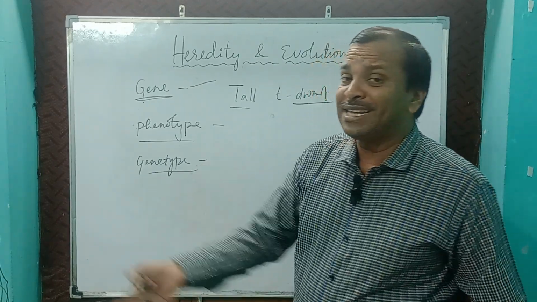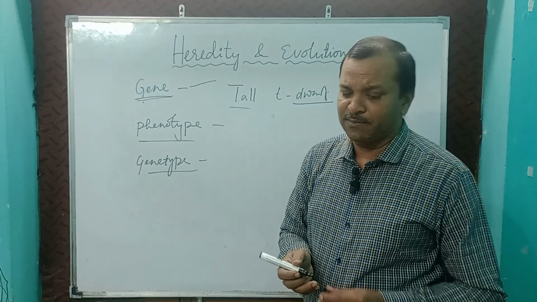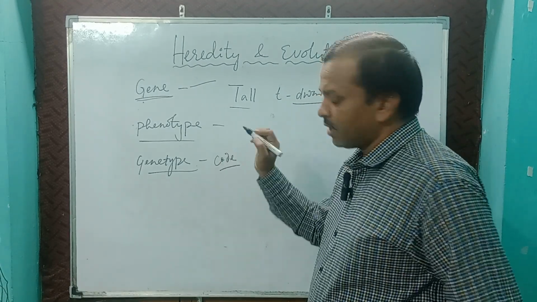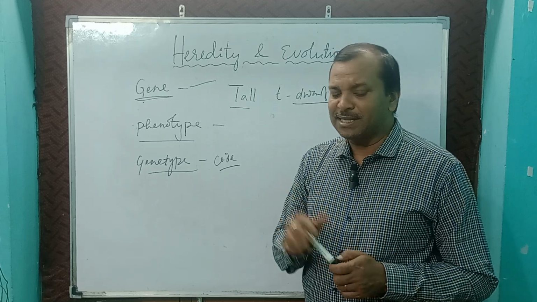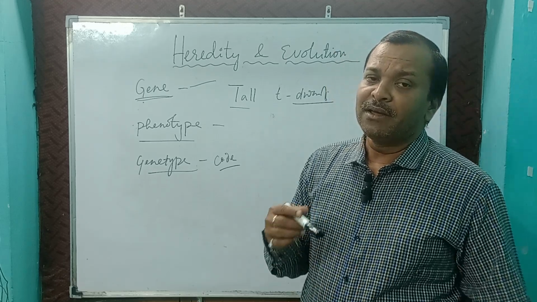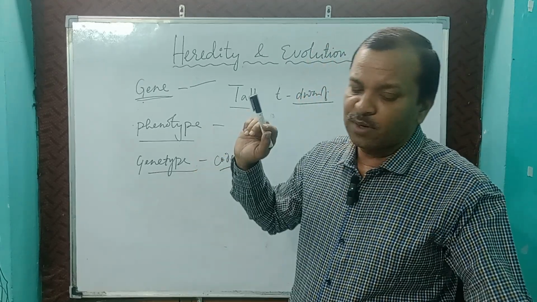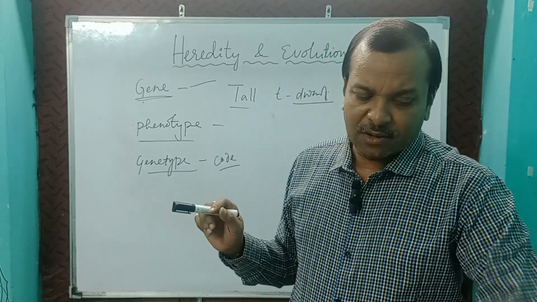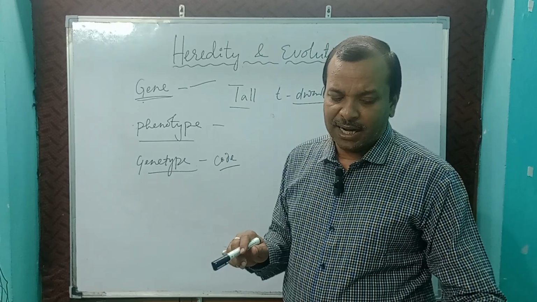Genotype means what is inside that. Genetic coding, what code is present there. That code representation of any given phenotype is called genotype. Is it clear? So next one is homozygous and heterozygous.